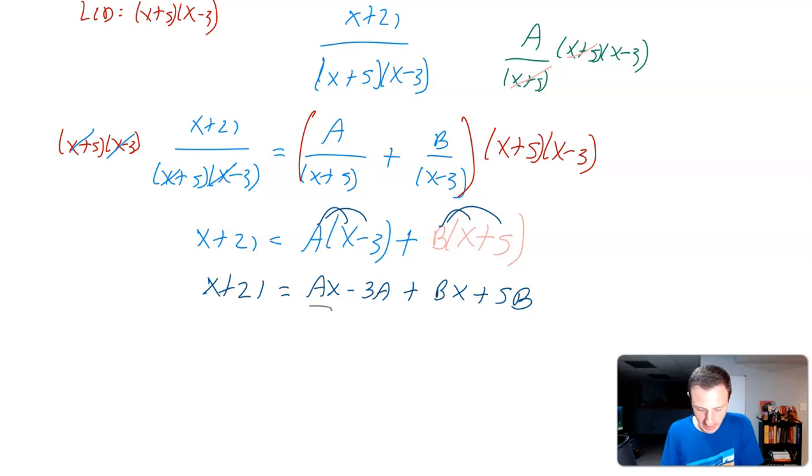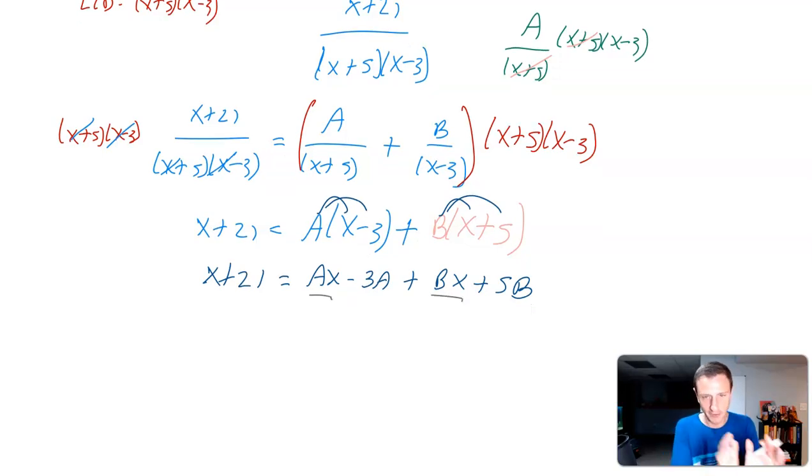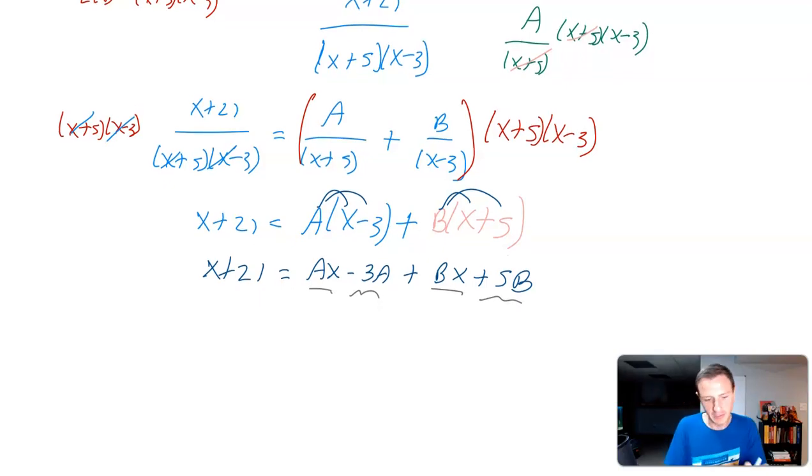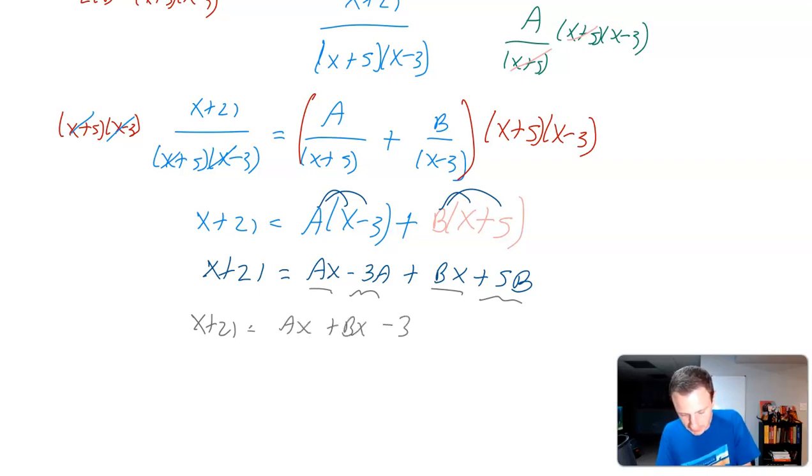You see how we have an Ax and a Bx? Let's get those together. And you see how we have a negative 3A plus 5B? Let's get those together. So I'm going to have x + 21 equals Ax plus Bx minus 3A plus 5B.